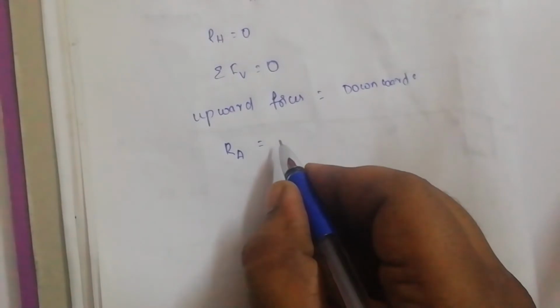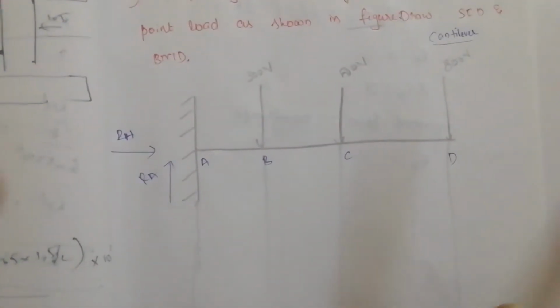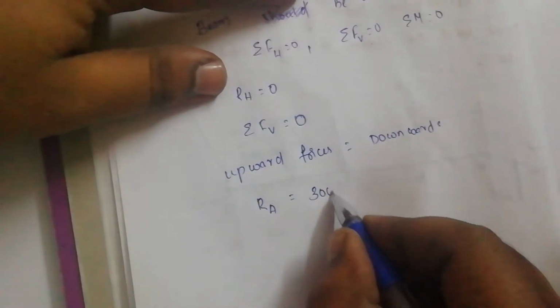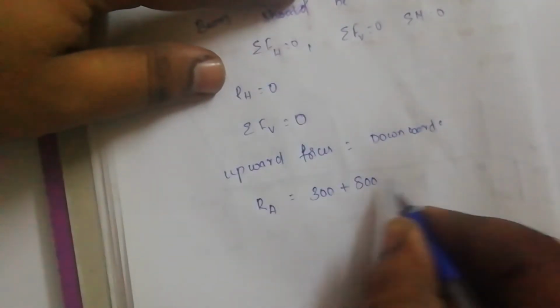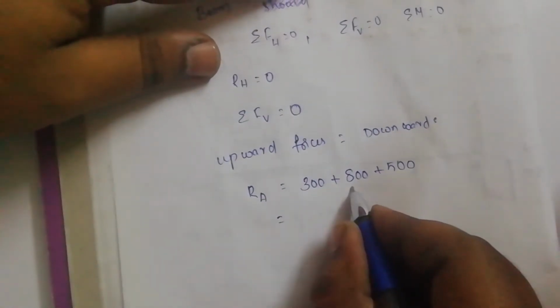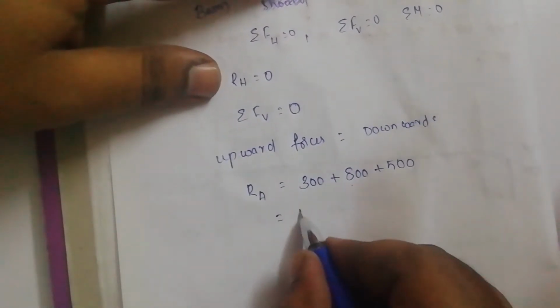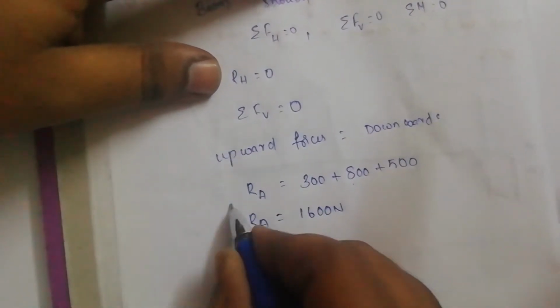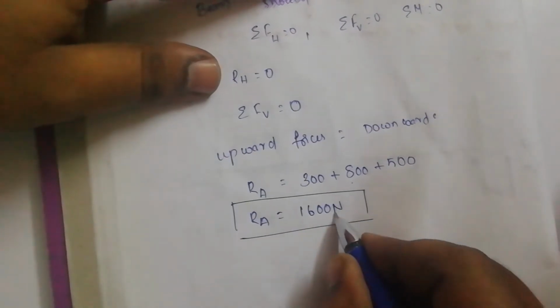Similarly, the downward forces, if you see the diagram, they have clearly given the point loads 300, 800 and 500. So we will write all those loads here: 300 plus 800 plus 500. What will this total be? 3 plus 8 is 11, plus 5 is 16. So the total load is 1600 Newton at point A. So we have got the reaction at point A.